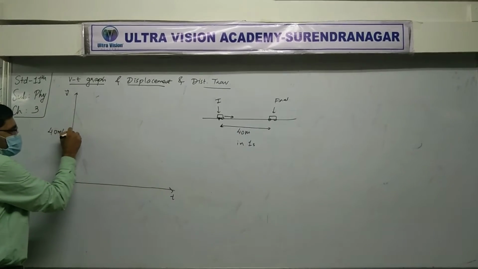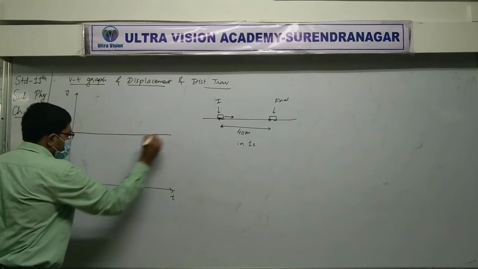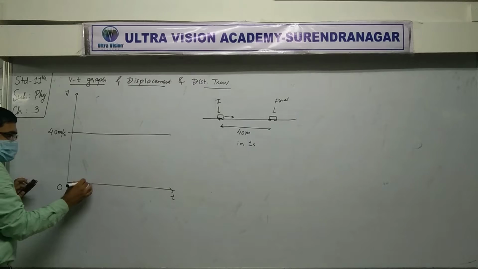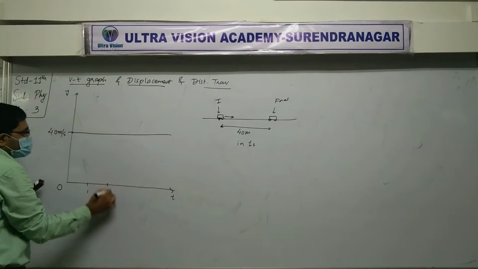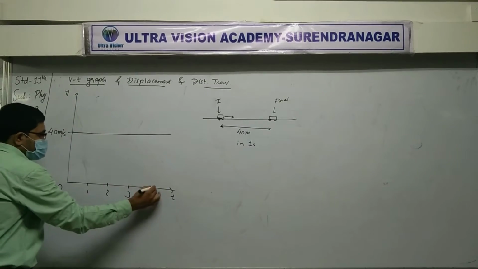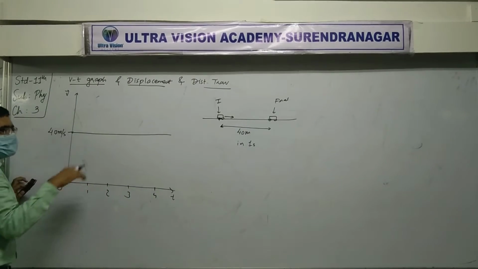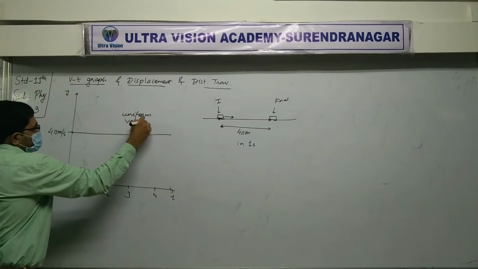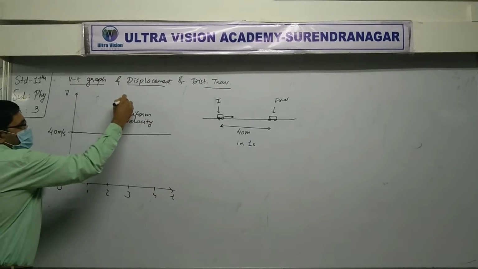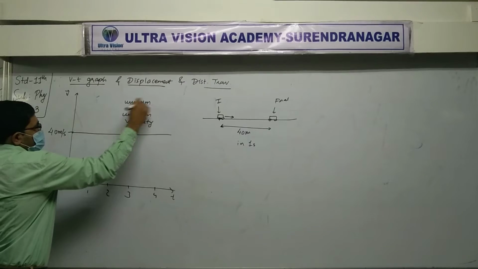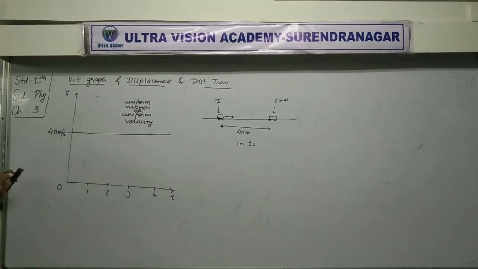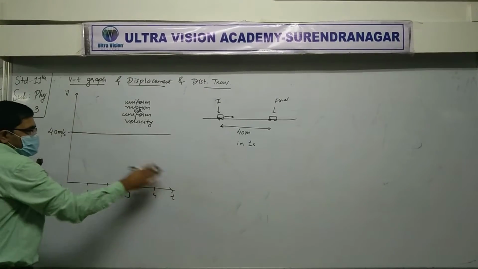Anyway, suppose the velocity is uniform, that is, it always remains the same. So this is 0. After 1 second it's 40, after 2 seconds also it's 40, after 3 seconds also it's 40, and after 4 seconds also it is 40. This is called uniform velocity. Such motion is called uniform motion. Uniform motion is that motion where the velocity remains constant. Okay, clear so far? After 1 second 40, every time it's 40.